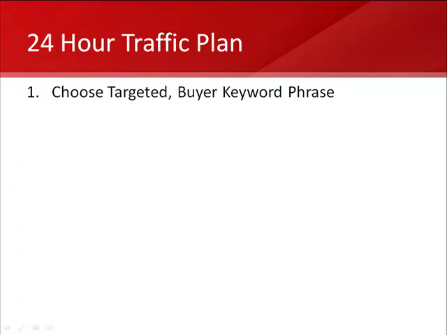So inside the 24-hour traffic plan, the very first step that you need to do is choose a targeted buyer keyword phrase. I use the Google AdWords keyword tool, and I'm going to show you that in the next video, where we go through step by step and help you identify a keyword phrase inside of your niche that people are looking for. Now, if you own a small business and maybe you are a chiropractor in Tulsa, Oklahoma, your targeted keyword phrase would be Tulsa, Oklahoma chiropractors, or Tulsa chiropractors or something of that nature, because that's what people are most likely going to look for to find your business.